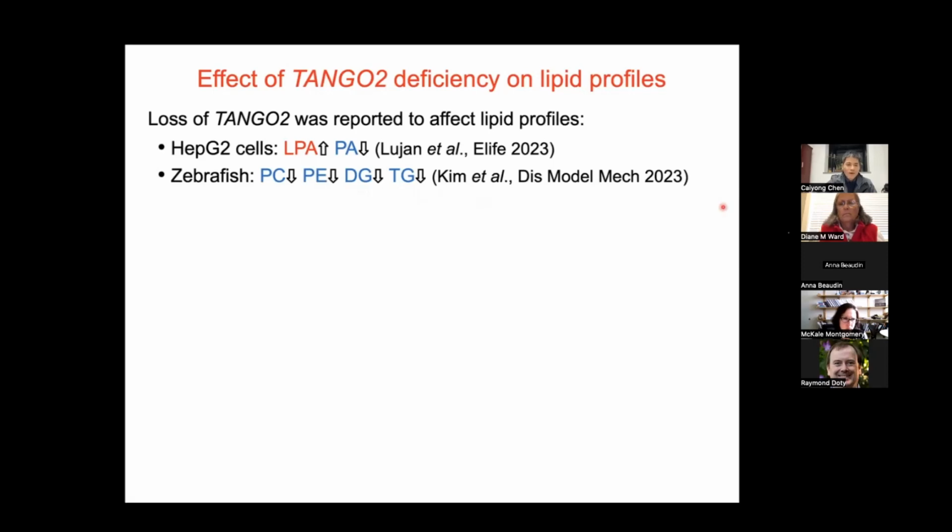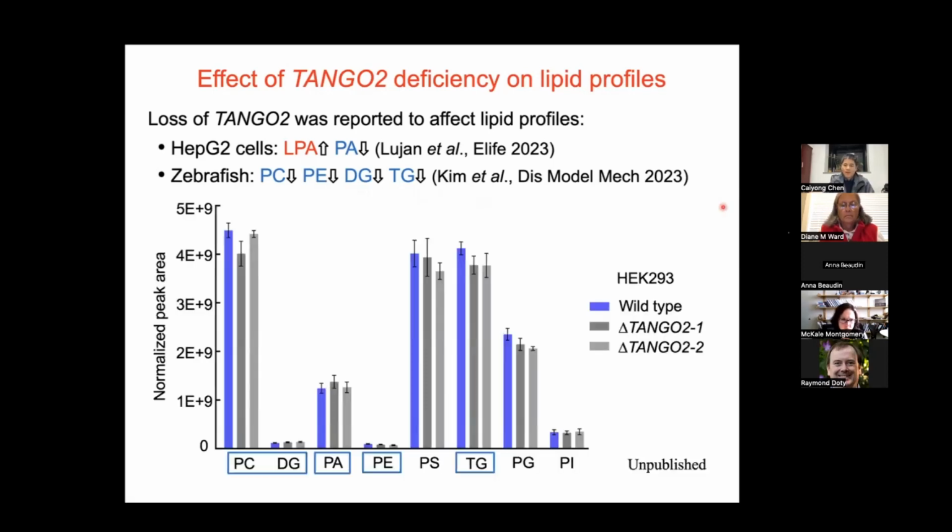We also performed lipidomics analysis in HEK293 cells. However, we did not observe significant differences in the major lipids. This includes phosphatidylcholine, diacylglycerol, phosphatidic acid, phosphatidylethanolamine, as well as triacylglycerol. So we are still trying to do more experiments to figure out the connection among heme metabolism, Tango2, and lipid metabolism.